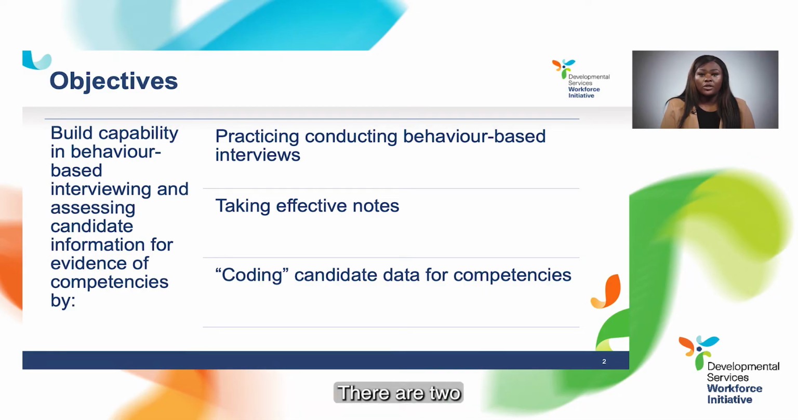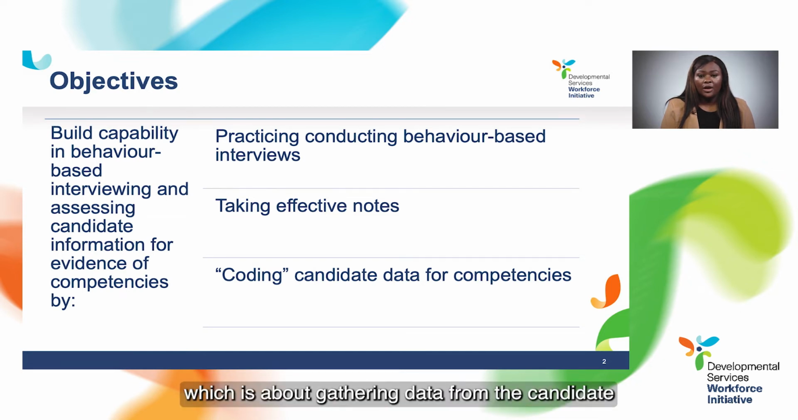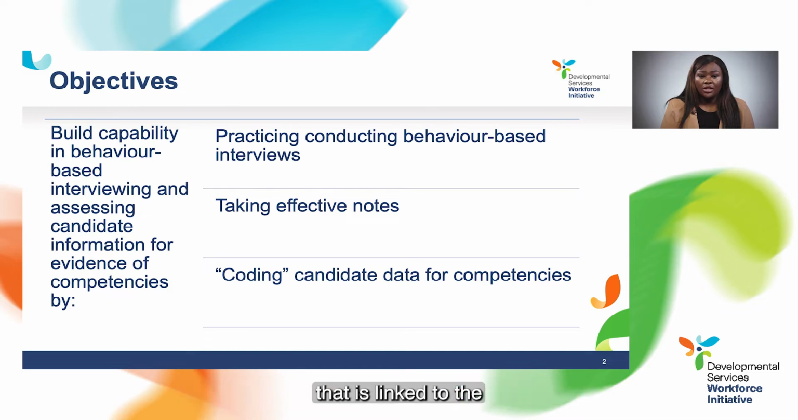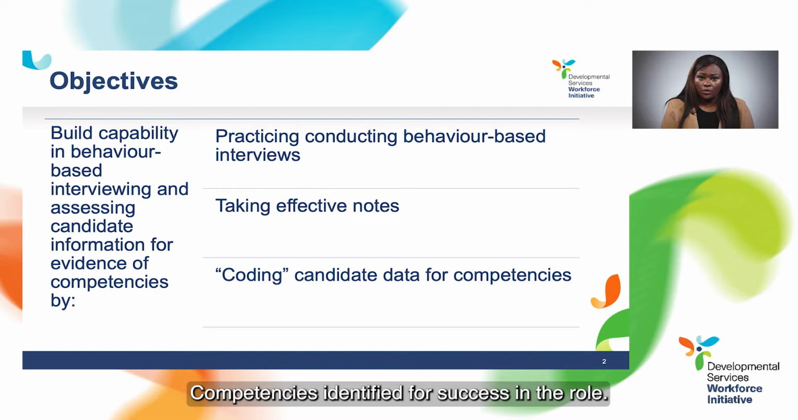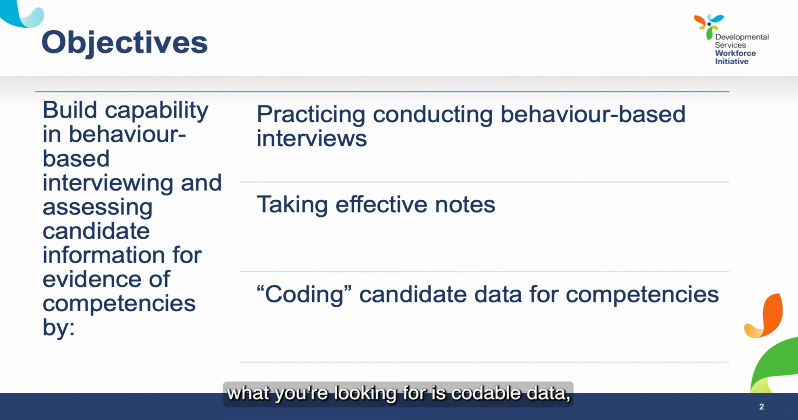Throughout the workshop, there are two key skills that we will be focusing on. Firstly, getting codable data, which is about gathering data from the candidate that is linked to the competencies identified for success in the role. You need to know what to look for to be able to probe effectively. What you're looking for is codable data, which is your evidence that someone has the competencies you're trying to evaluate. Secondly, probing, which is the basis of behavior-based interviewing, is about asking questions to get the codable data that you need from the candidate to enable you to make an objective, accurate assessment of the candidate's suitability for the job you're seeking to fill.